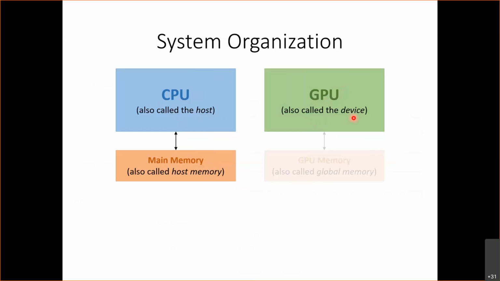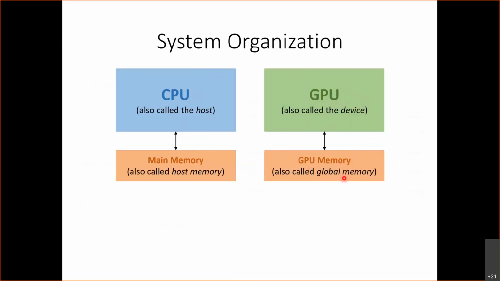The GPU has access to its own memory. This is the GPU memory, and we also sometimes call that memory global memory. The reason we call it global memory is to distinguish it from other types of memory that the GPU has access to, which we will talk about in a few lectures from now. For now, we're only going to worry about this one memory that the GPU has access to, which is the global memory.